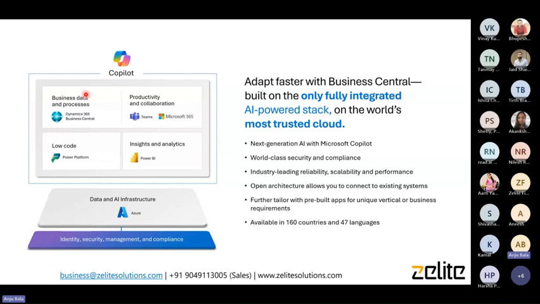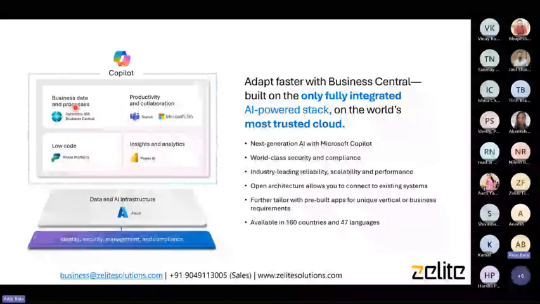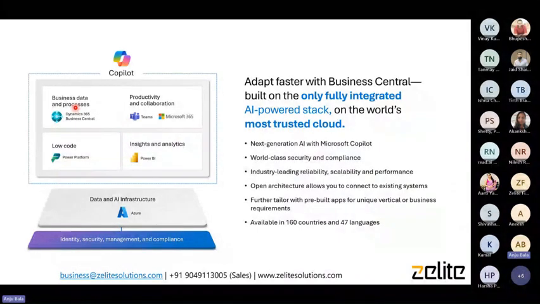Whenever we start with the ecosystem, it has four components. The first component starts with business data and process. Business data means how enterprises manage their businesses, which is always the ERP, your enterprise resource planning: how you are managing your finance, your supply chains, and your manufacturing.